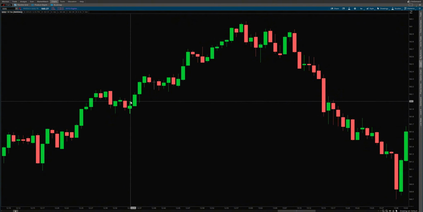The wick represents where price fluctuated throughout that 1 minute or whatever time frame you're looking at. So for this candle here, we opened here, had some combination of price action down to here, price action up to here, before ultimately settling here. So this candle shows all of the different points that price went and ultimately where it opened and closed.